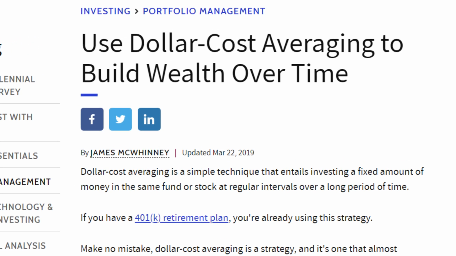But then you come across a strategy called dollar cost averaging, which seems extremely simple and straightforward. But can something so simple be that effective? If it was that easy, then why wouldn't everybody be doing it?